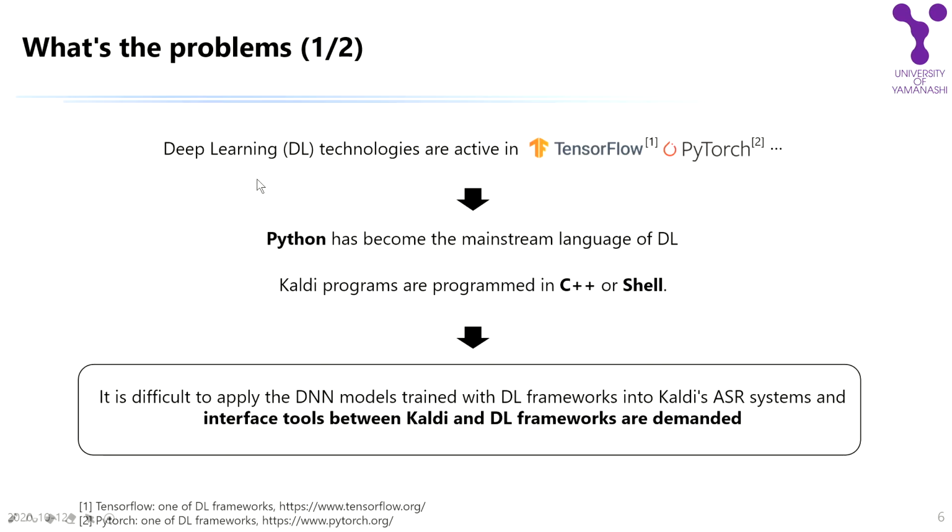Firstly, as we all know, deep learning technologies are active in some deep learning frameworks, such as TensorFlow and PyTorch. These frameworks adopt Python as their main programming language, but Kaldi programs use C++ or shell languages. So it is difficult to apply the neural network models trained with these deep learning frameworks into Kaldi's ASR systems. And interface tools between Kaldi and deep learning frameworks are demanded.